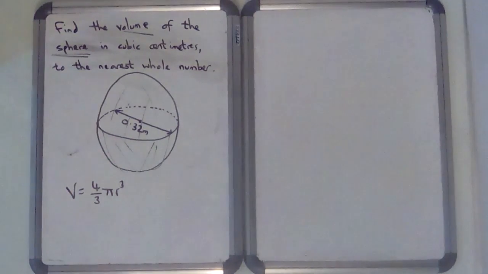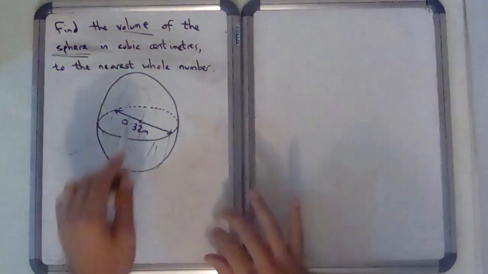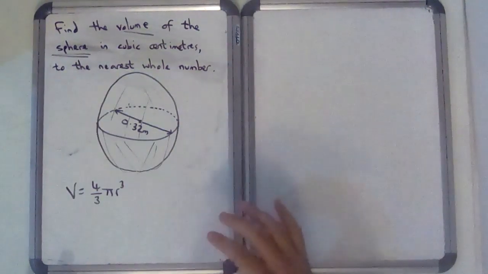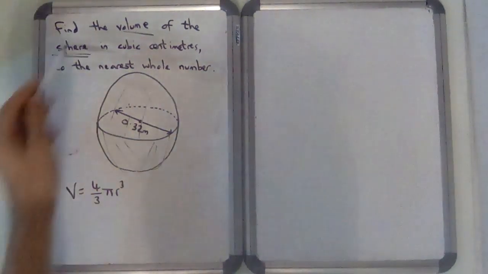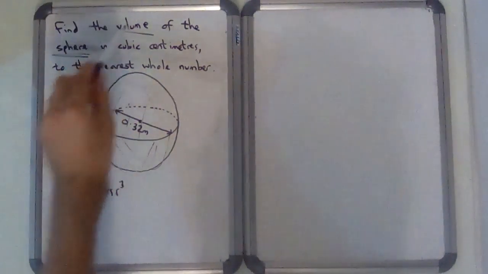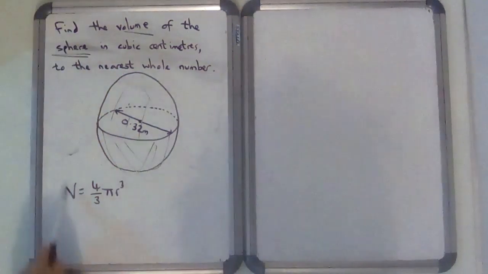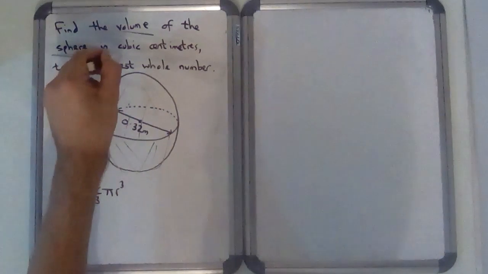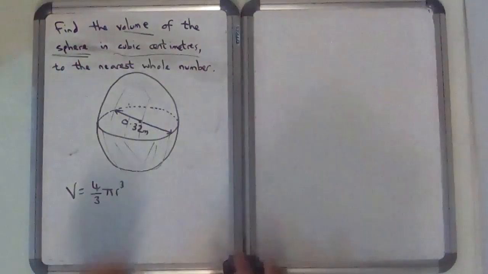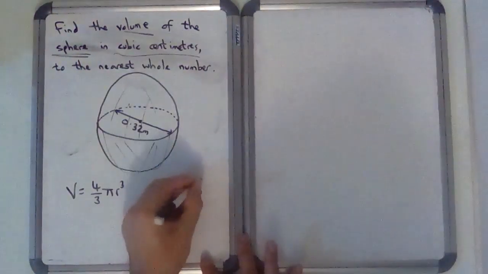Now it doesn't give us the radius, it gives us the diameter, so that's the first thing. Do we have the radius? No, but we can get it, so we can turn it into that. The other thing, we haven't used every bit of information in the question. It says find the volume of the sphere. So we've used volume and we've used sphere, that's how we came up with this. Nearest whole number comes later. It's this cubic centimeters bit. So cubic centimeters means the answer needs to be something cm cubed.